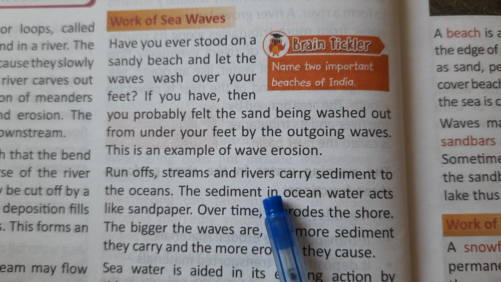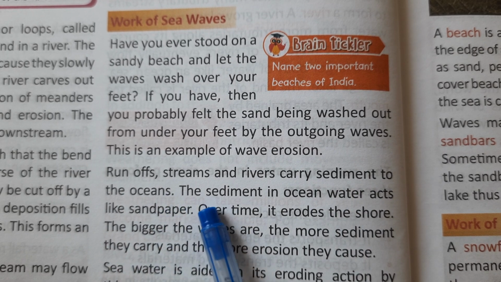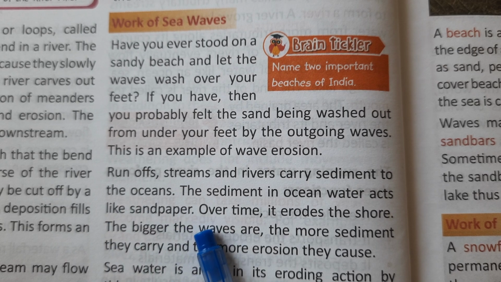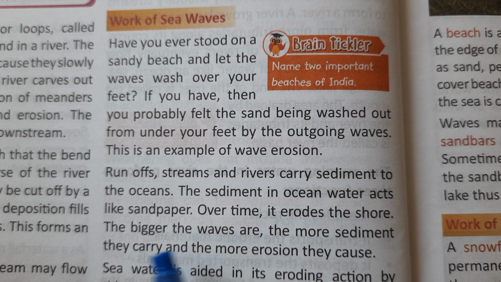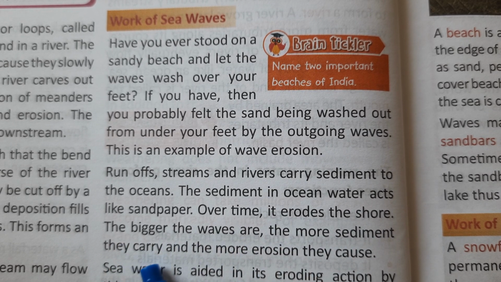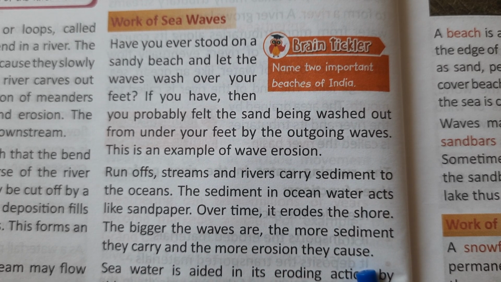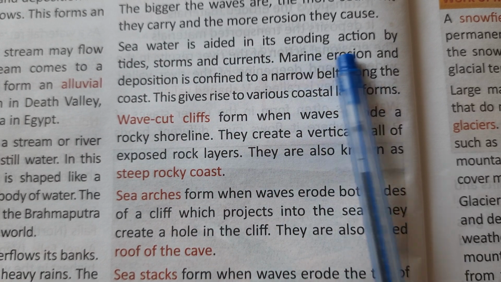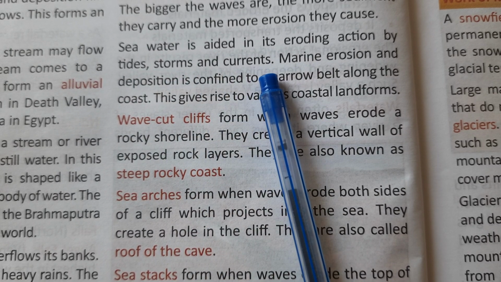Runoffs, streams and rivers carry sediments to the oceans. The sediment in ocean water acts like sandpaper. Over time, it erodes the shore. The bigger the waves are, the more sediment that they carry and the more erosion they cause. Seawater is aided in its eroding action by tides, storms, and currents.